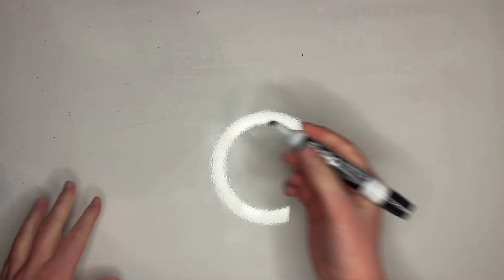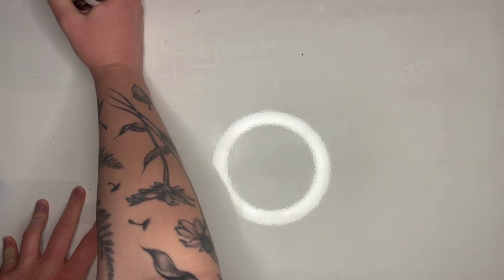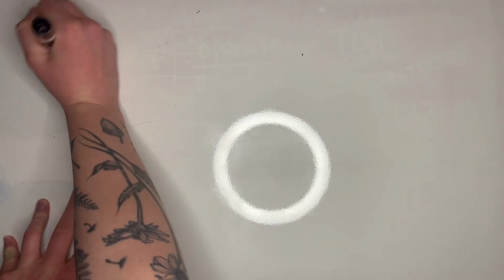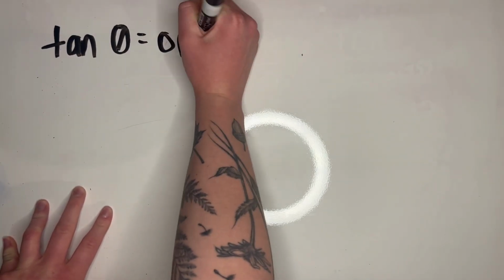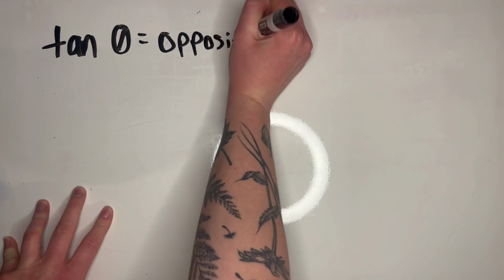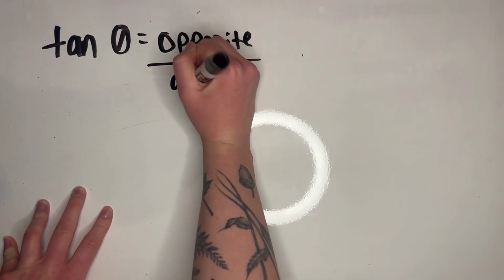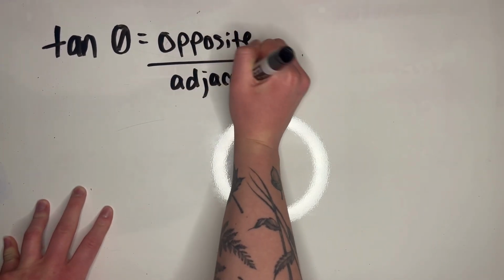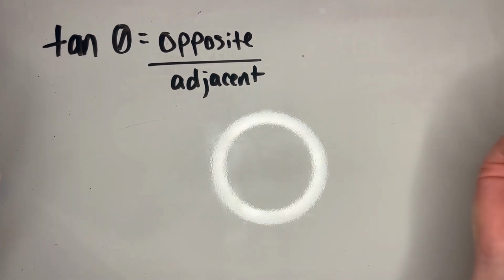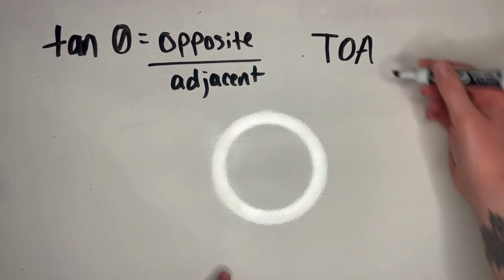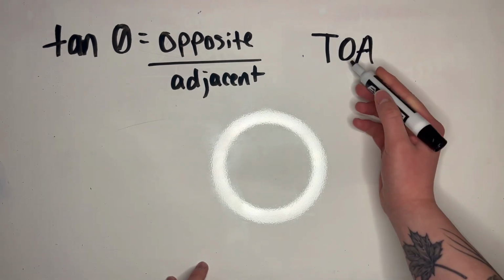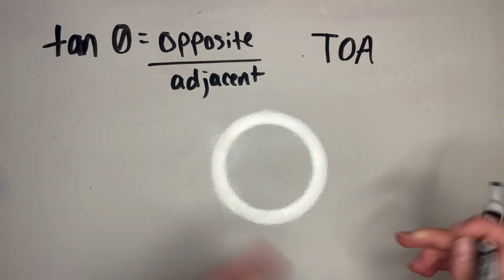As a review, tangent, I'm going to write it over here just so we have it. Tangent of theta equals opposite over adjacent, also known as, in an acronym form, TOA, which also means the same thing: tangent, opposite, adjacent. An easy way to help you remember this.